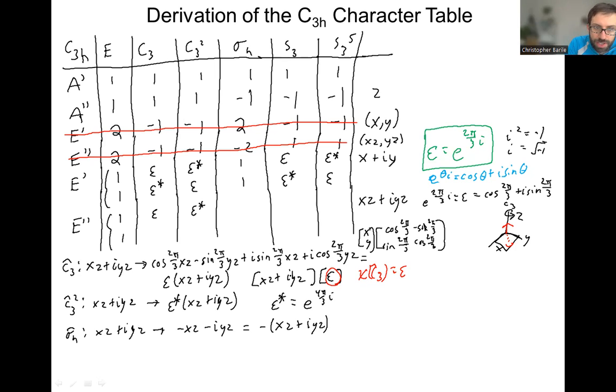So our matrix here, our character here, so this, the character was epsilon, the complex conjugate of epsilon. Here, it's just going to be -1. Okay?